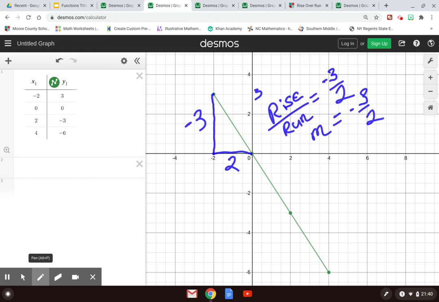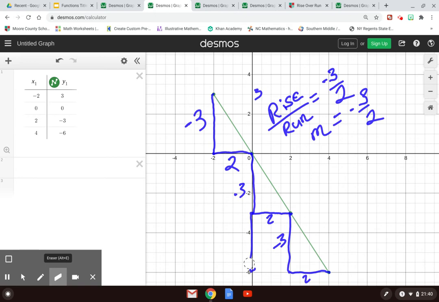And again, if you notice that this is a constant rate of change from point to point on this line, so again, I could construct another slope triangle by going down 3 and over 2 again, and then down 3 and over 2 again. All right, so that's how I would find my slope or my rate of change of this line in this particular example.